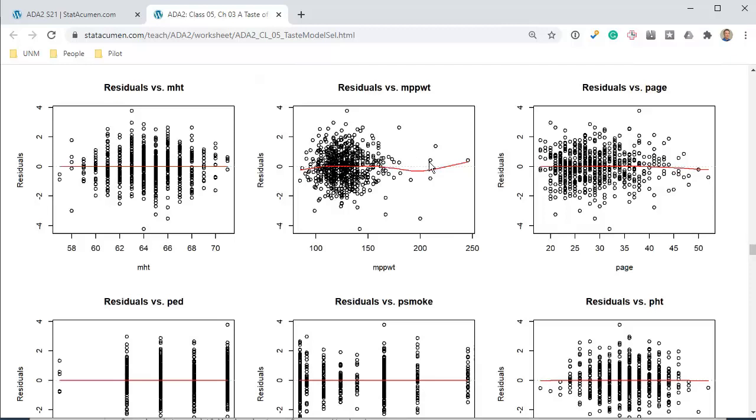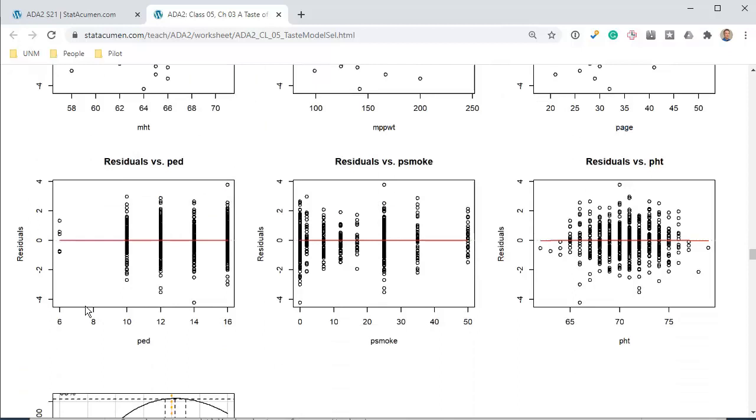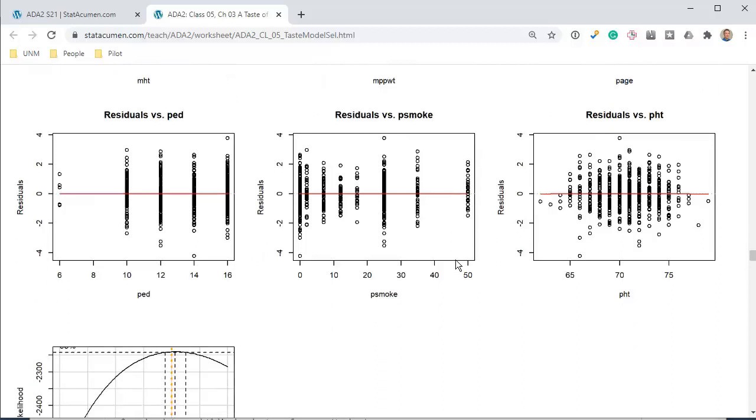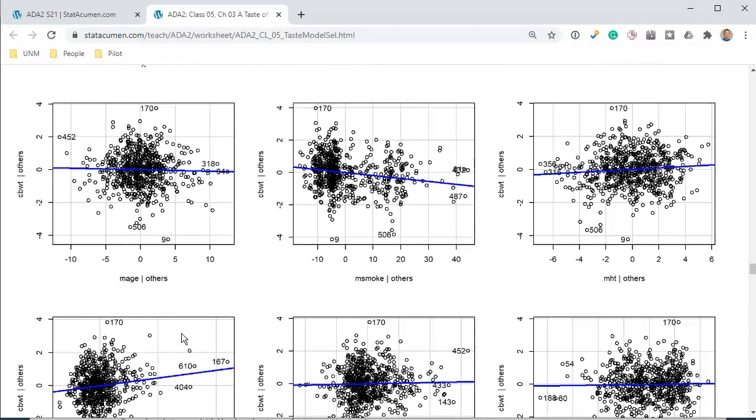All these residual plots look totally great. No real structure with mother's height, mother's pre-pregnancy weight, father's age, father's education. Here are some of those influential points, I think, because they're a bit outlying with low education fathers. Father's smoking, father's height, all those look great. The Box-Cox plot suggests that we transform the y variable with a power transformation equal to 1. That means leave it like it is. So that's great.